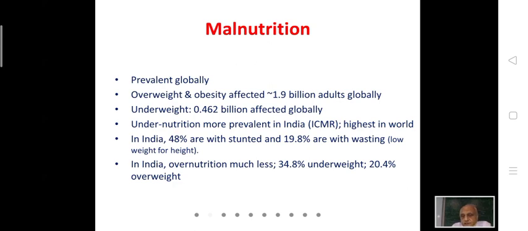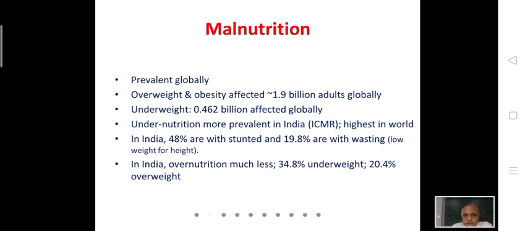And in India, this is the highest in the world, the undernutrition part. In India, about 48% are with stunted growth, and 19.8, roughly 20% are with wasting. That means low weight for height. They have a good height. The bone structure is good, but the muscle mass is not that much. And this is solely because of the malnutrition. 50% are stunted. That means they don't grow properly if they don't get food.